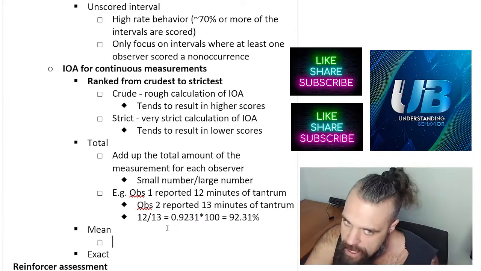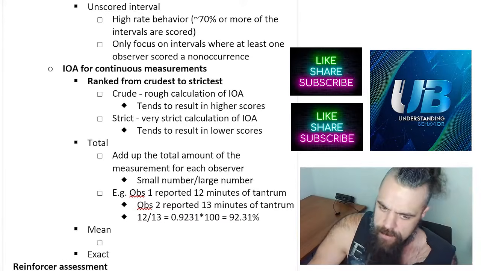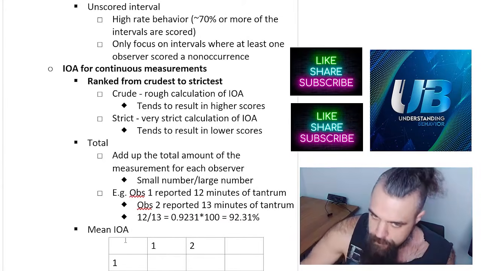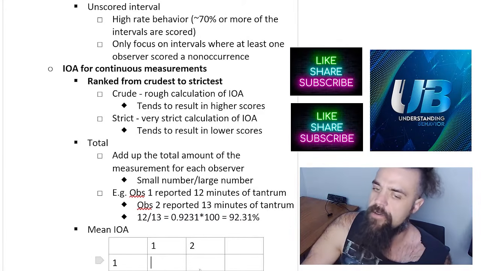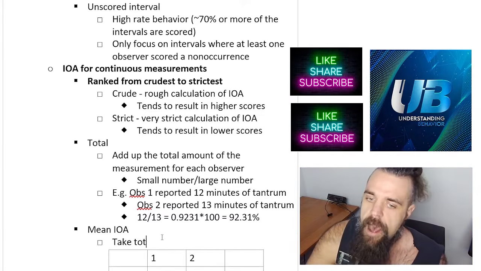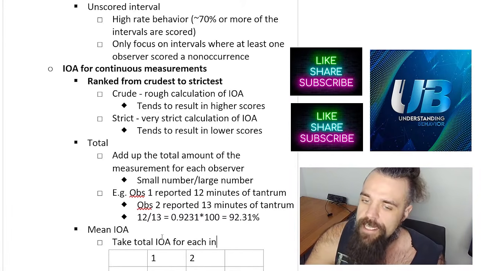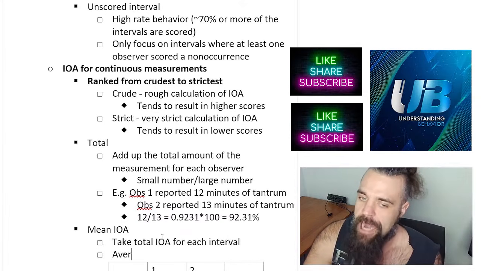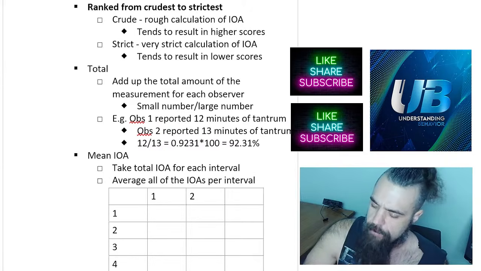Cool. Our next one, we have our mean. This one's kind of a pain to calculate, but let's get another data set up here. So here's our mean IOA. Essentially, the process is that you take the total IOA for each interval, and then we average all of the IOAs per interval. Kind of straightforward. Let's look at it.